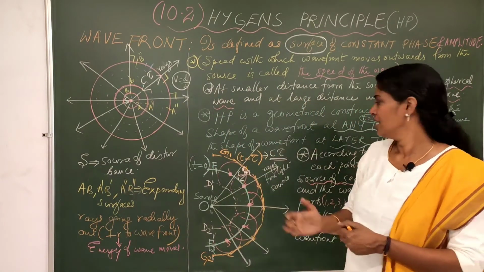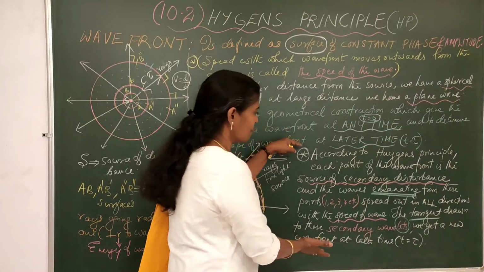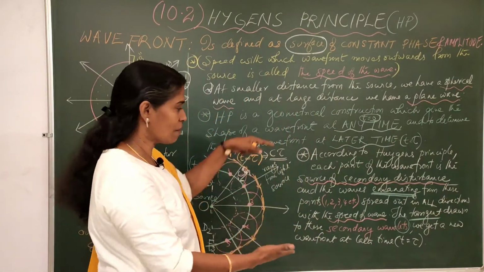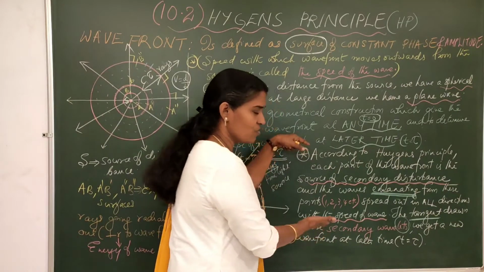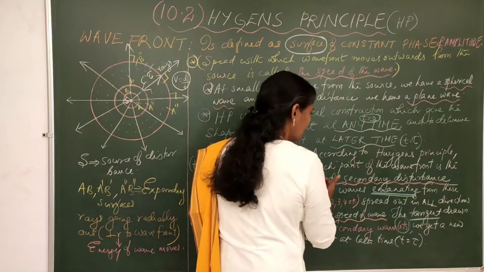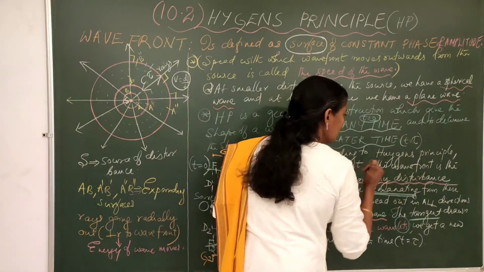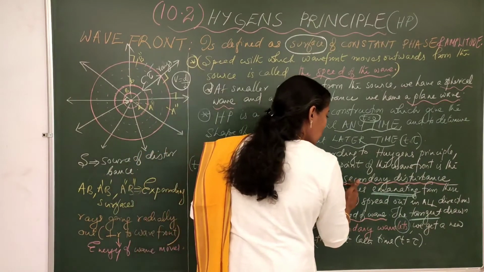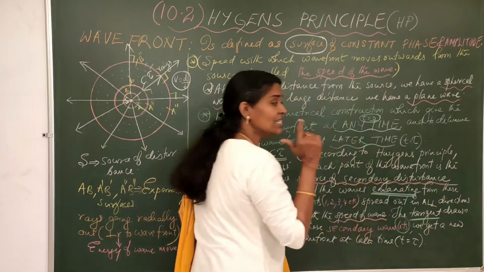Let us see. So this is the main core of the topic. This is the core of the topic. Whatever I have explained, summarized, is this core. So you have to learn this according to Huygens principle. Each point of the wavefront, you know the term wavefront clearly, is the source of secondary disturbance.